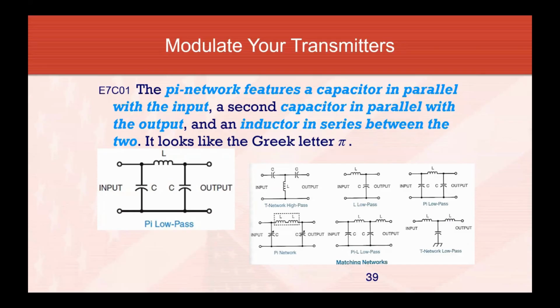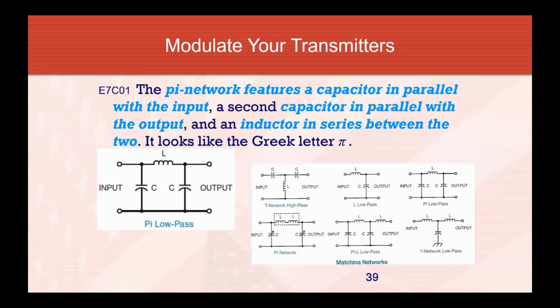The low-pass filter is going to use a choke or an inductor to pass the lower frequencies. A high-pass filter will use a capacitor to pass the higher frequencies. So in this particular pi low-pass filter, the higher frequencies are siphoned off by the two capacitors, and the lower frequency is allowed to run through the inductor. That's the idea behind it.